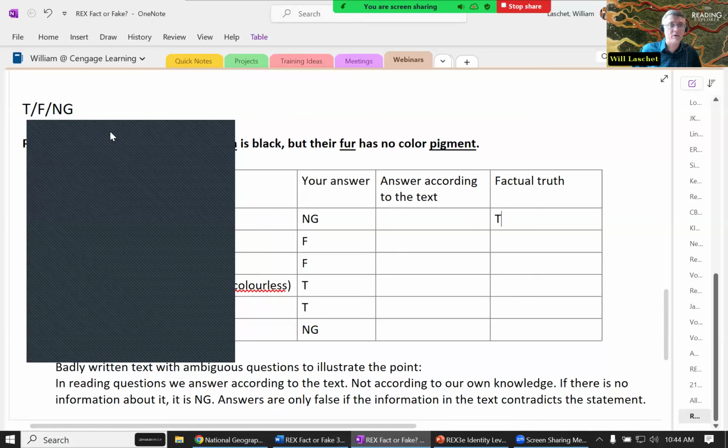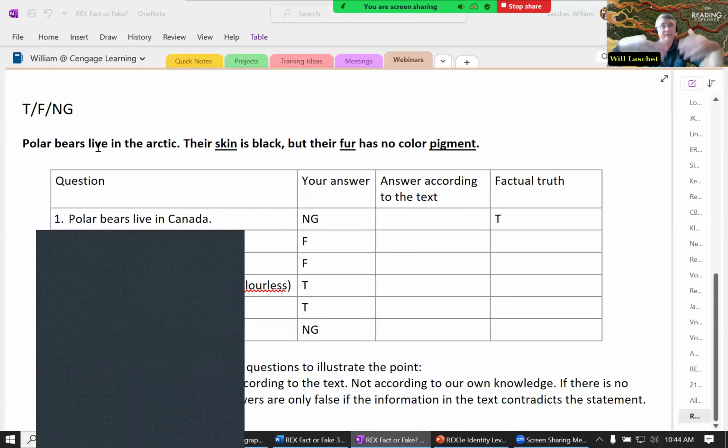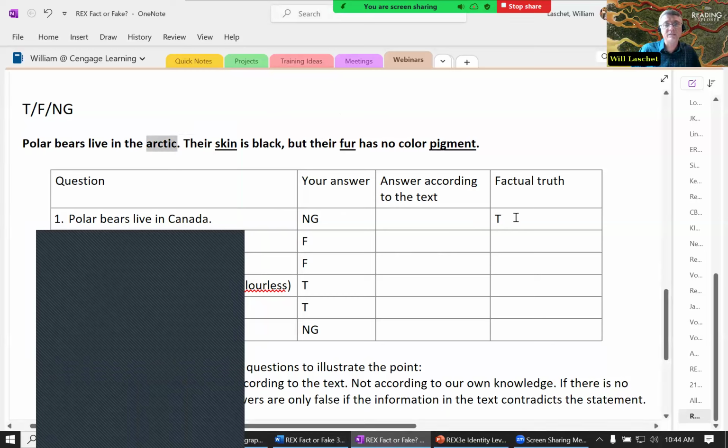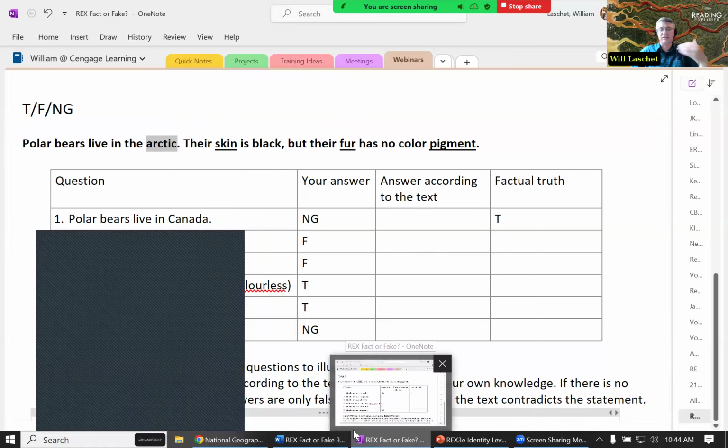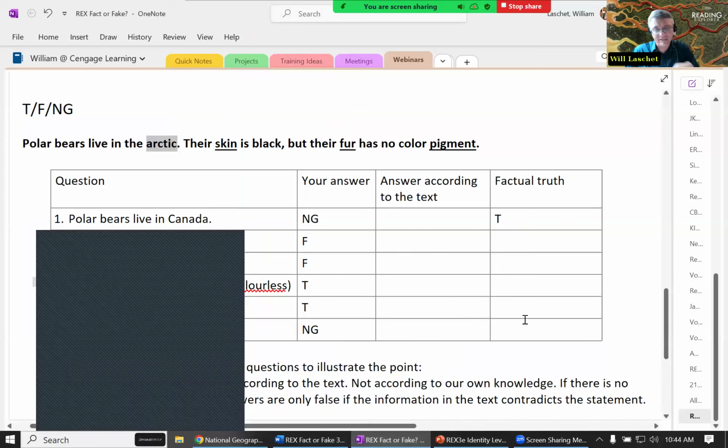In fact, most of the polar bears in the world are found in the land that belongs to Canada, which is in the Arctic. Parts of Canada are in the Arctic and polar bears live there. So this is factually true. And this is where students start to make mistakes. They try to use their background knowledge to help them with the text because it's faster. They think, I know that's true, so I'll put true. But of course, it's only true if it says it in the text. If it's not in the text, then it's not given.